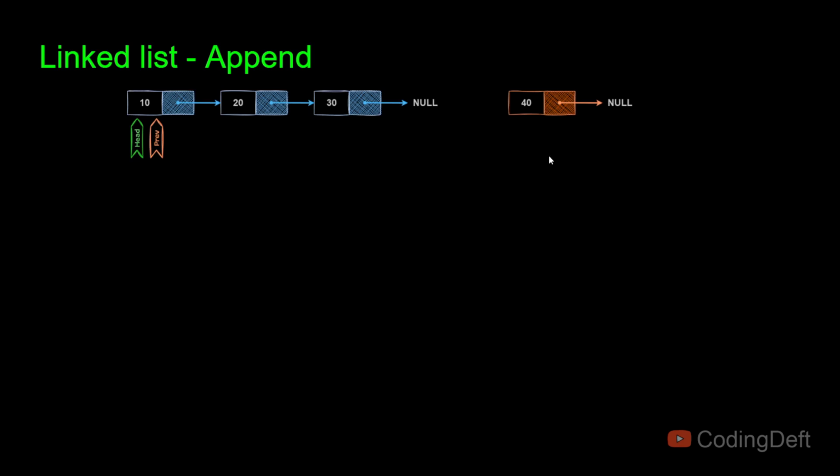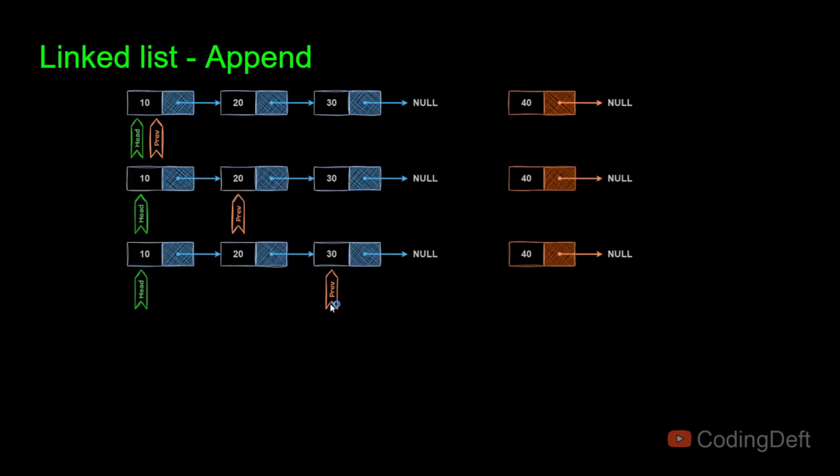So the first thing we need to do is we have to create this node. After creating this node, what we will do is we have a previous pointer. First, it will point to the head. We need to traverse through this list until we get previous.next as null. That means the previous will point to the last node in the list. Once we reach previous.next as null, what we'll do is we will point previous.next to the newly created node.